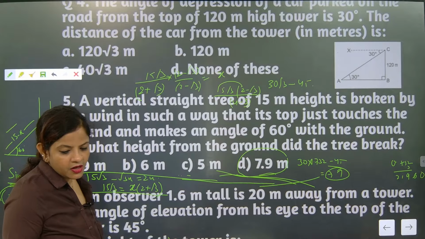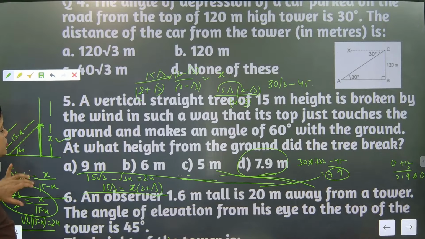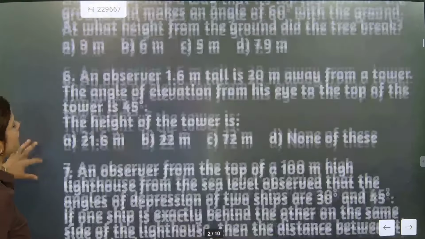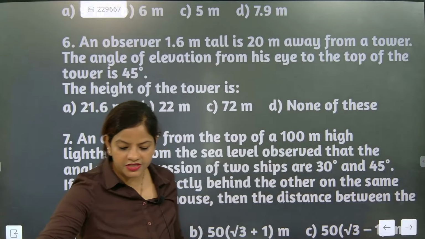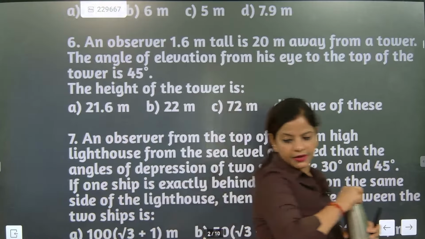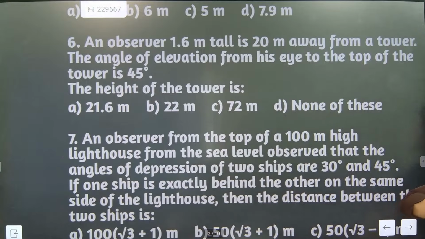Is it done, everyone? We'll go for next question. Come on, check this question. This question is a very good question. Go for question number 6 and 7, children. Try and solve this question.